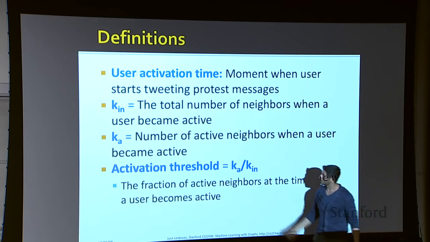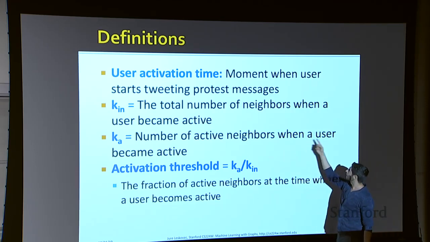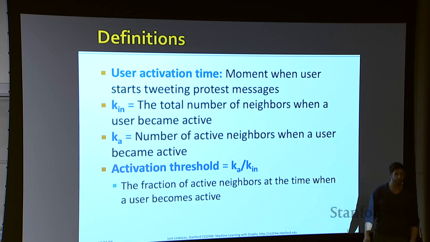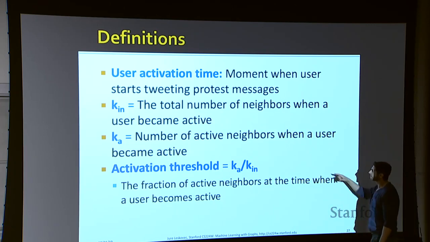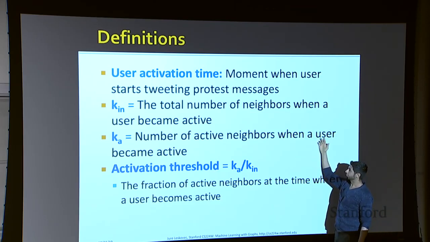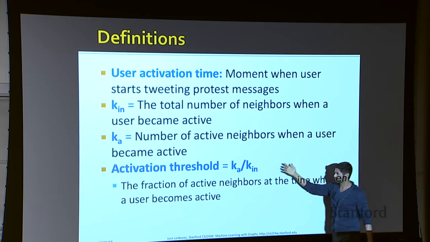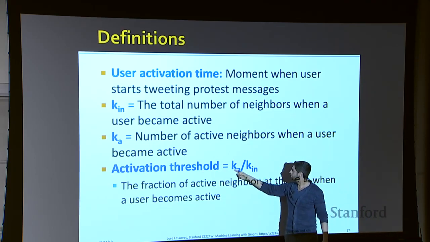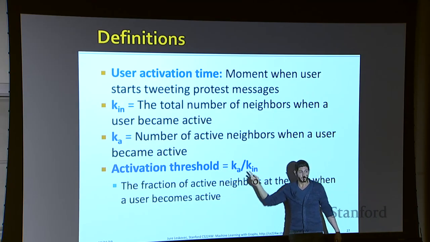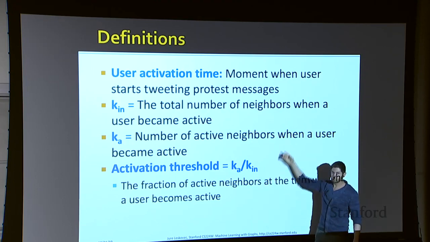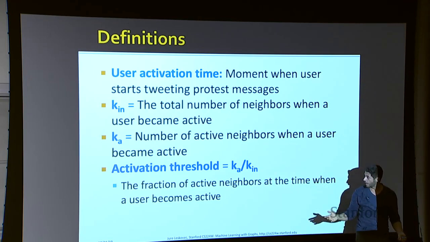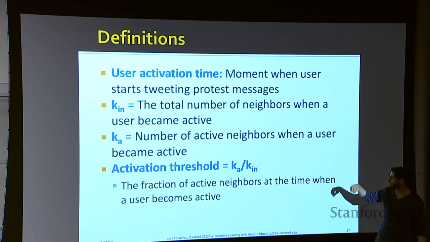Then we have k sub in, which is the total number of neighbors when a user became active, so all the neighbors that a certain user has on Twitter, and then k sub a, which is the number of active neighbors when a user became active, okay? So what is the activation threshold? It's nothing but the ratio between k sub a divided by k sub in. So out of all the neighbors that you have, how many of them were active when you decided to start tweeting about the protest, okay?